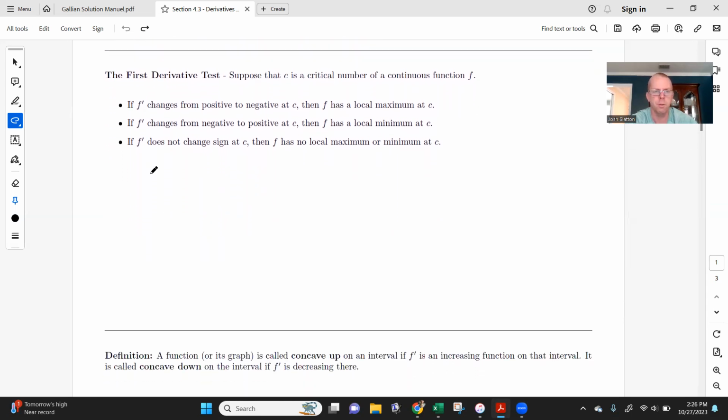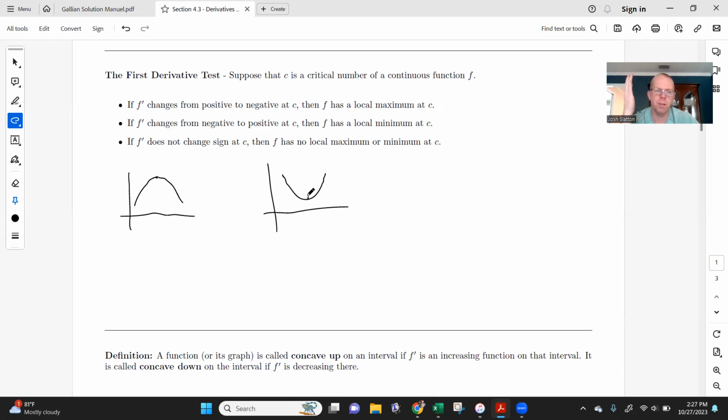So for this first one, this will be the graph of f. If f prime is positive, the graph is increasing. F prime changes to negative, the graph is decreasing. So there would be the critical number, and we have a maximum. And similarly, if the derivative goes from negative to positive, so negative means we're decreasing, changes to positive, now we're increasing, we are going to have a minimum at that point.